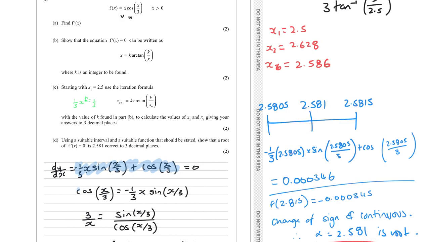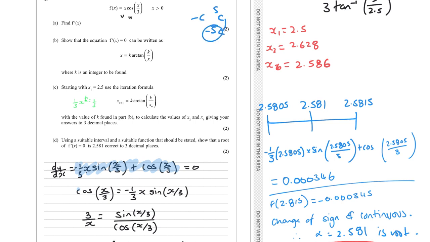Okay, question 6. This one was fairly simple. We just had to make sure we did everything right. The first bit was to differentiate. So we have 2 functions, v and u, so v du plus u dv. What is my v? It is x. So here's my x. And then the differential of cos x over 3, remember, cos differentiates to minus sine.